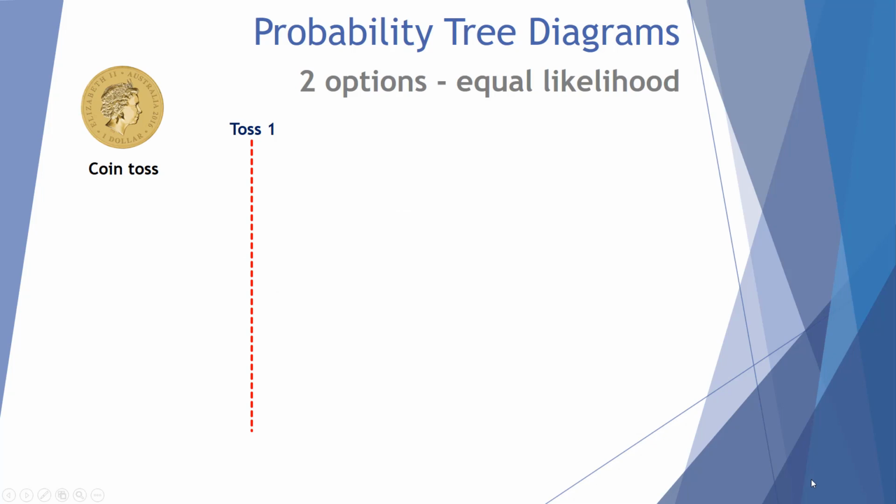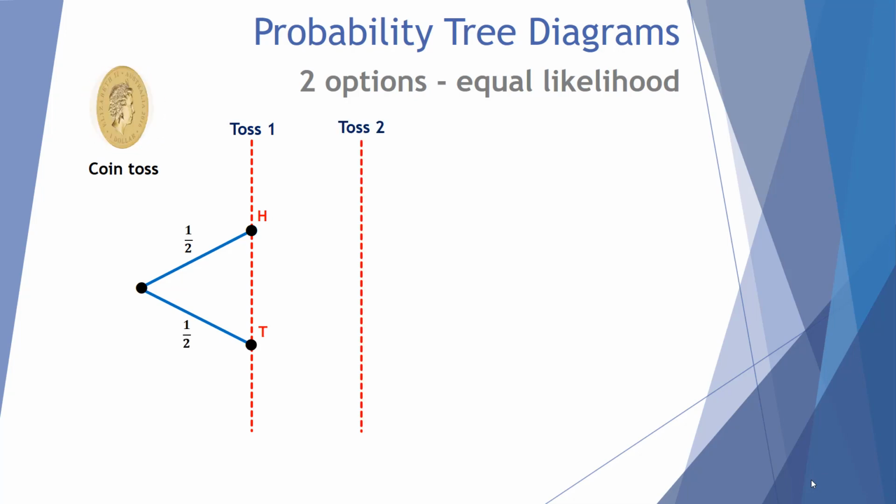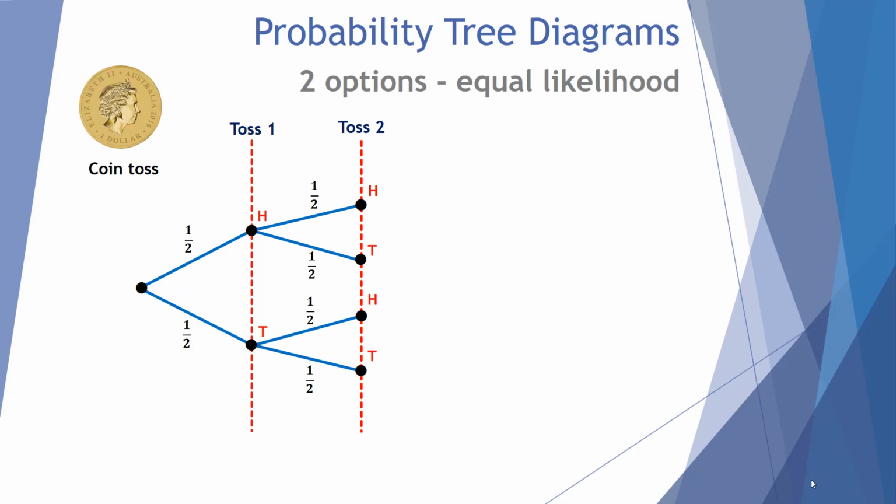So first up, let's look at a simple coin toss where we have two options and each outcome is equally likely. So first of all, we can toss a coin and there's a 50% chance we'll get a head and a 50% chance we'll get a tail on our first toss. If we do this again a second time, we could get again a 50% chance for head and a 50% chance of a tail. And that would be repeated for the second branch as well.